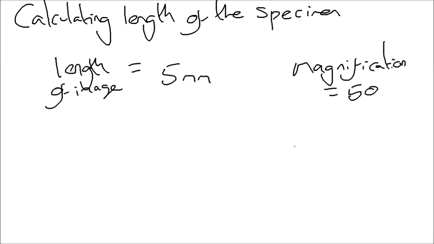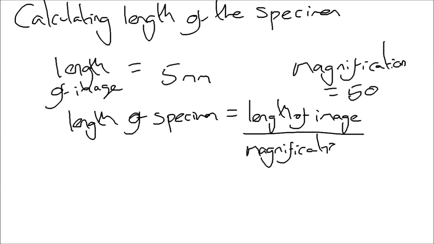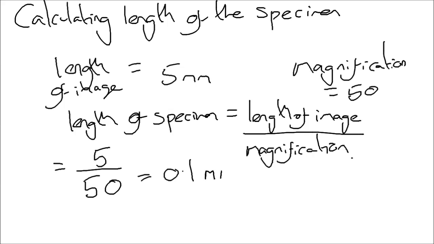So if you want to do this, then just stop the video now. The basics of this, you're going to have to rearrange that original formula or use that formula pyramid. What you should have worked out from the formula is that the length of the specimen is equal to the length of the image divided by the magnification. So that is 5 divided by 50, which gives us a length of 0.1 millimeters. Remember, we're doing this in millimeters, so we carry that unit across.